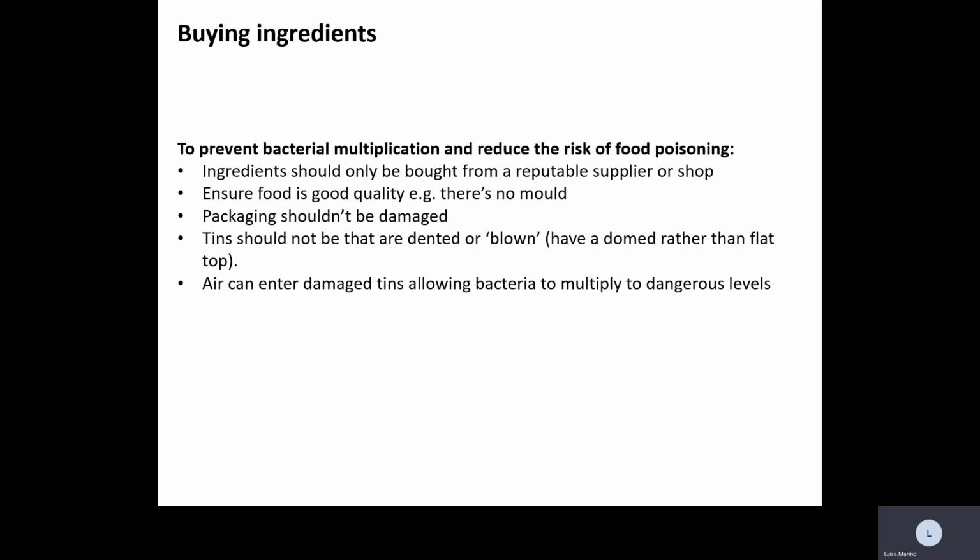So buying ingredients, in order to prevent bacterial multiplication and reduce the risk of food poisoning, ingredients should only be bought from a reputable supplier or shop. You should ensure that food is of good quality, so there's no mold, and packaging shouldn't be damaged. And tins, particularly the big, massive tins, shouldn't be dented or blown, so they shouldn't have a dome. If they've got a dome top rather than flat, then that's blown, because air has potentially been able to enter and damage the tin, allowing the bacteria to multiply to dangerous levels.